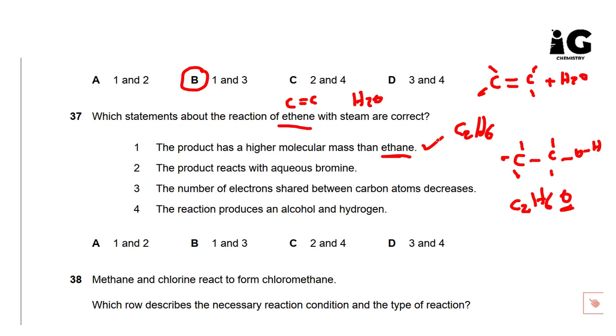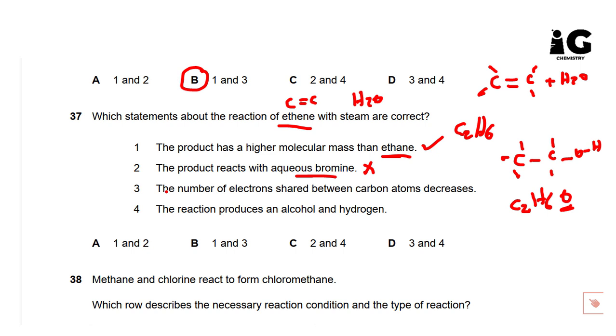Number 2, the product reacts with aqueous bromine. So actually the product cannot react with aqueous bromine because the double bond is not here. Once the double bond is broken, it will not react with aqueous bromine because it's saturated now, not unsaturated. You know the test for bromine is for unsaturation.